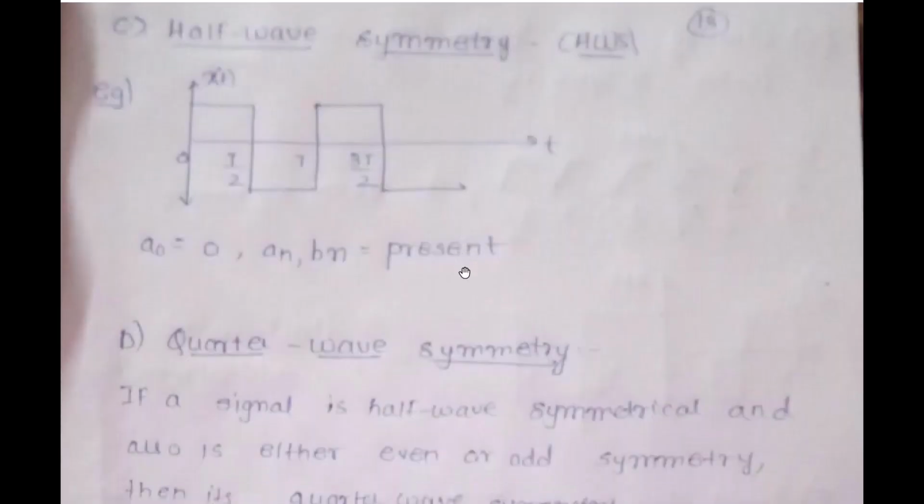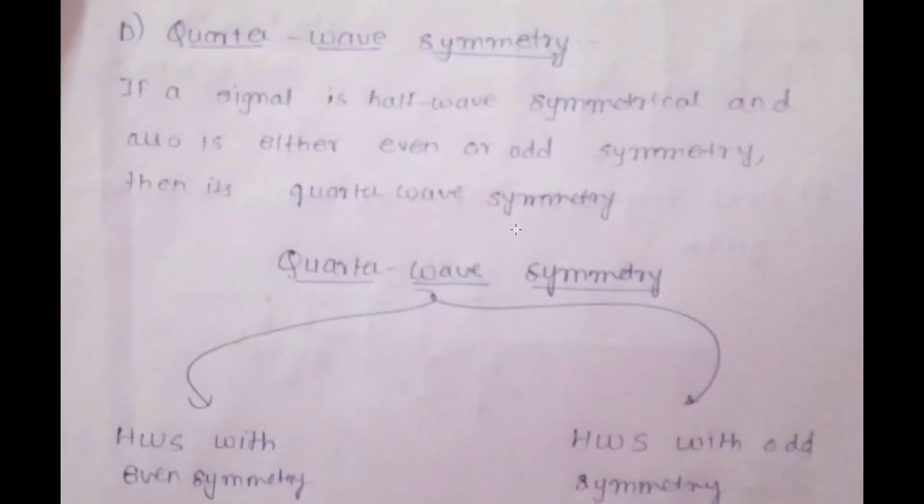Similarly, if it's a half wave symmetrical signal, now as the name suggests, that is for a time period from 0 to T, it's going to be half wave in the positive axis, half wave in the negative axis, and it's going to be symmetrical to each other. In that case, my a0 will be equal to 0 and only my an and bn will exist. Similarly, I have my quarter wave symmetry.